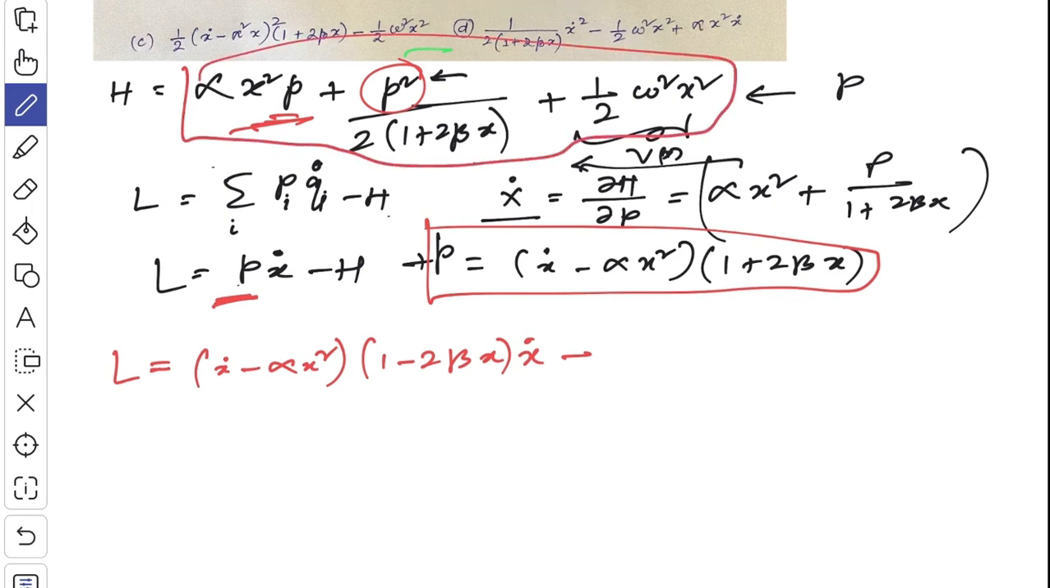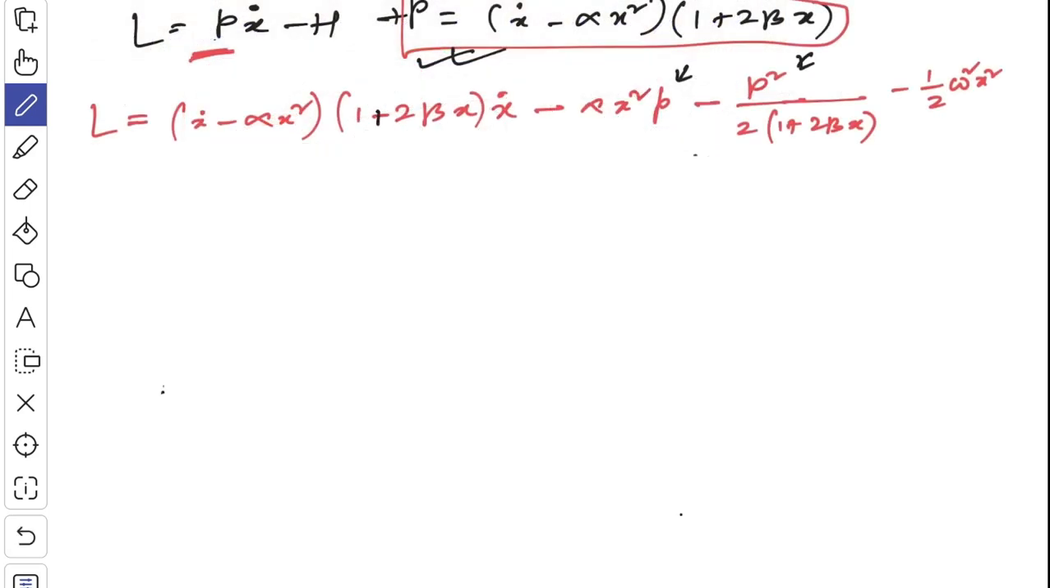So let us use this here. Then we can write alpha x square p, plus, sorry, not plus; because of this negative sign, this sign will be changed: minus p square by twice 1 plus twice beta x, minus half omega square x square. So we have got this. Now let's simplify. It should be plus, okay, this should be positive. Now replace this p and this p by this value of p. Here you can see.